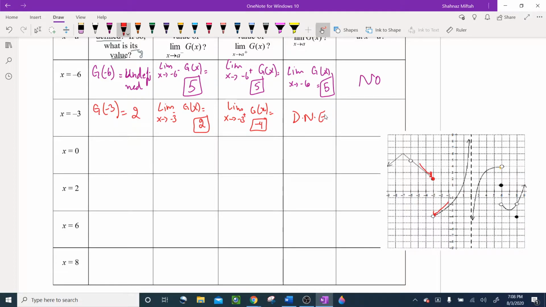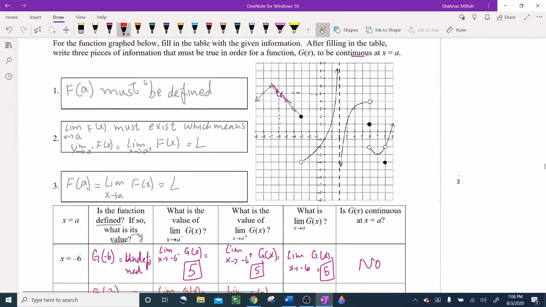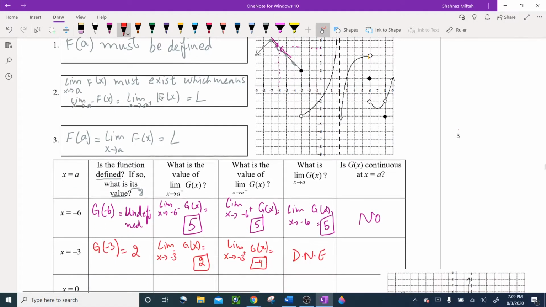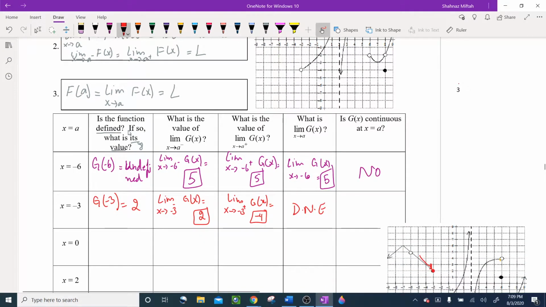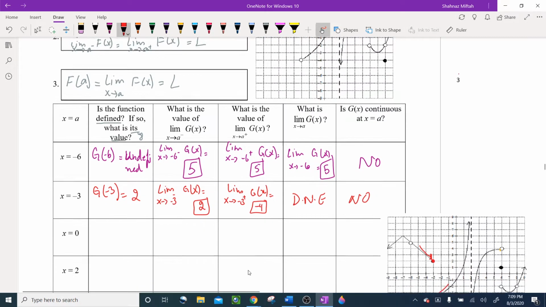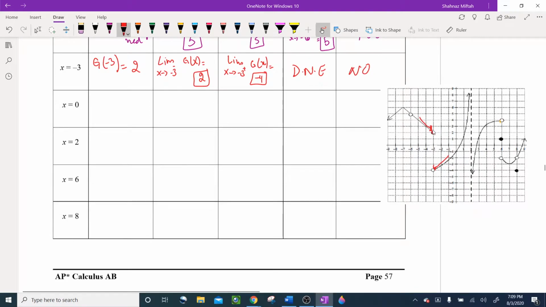Now again, you see my first condition is okay, but my second and third conditions are not met. It's not working, so it means the function is not continuous. And you can tell it's not continuous because it's a jump. Look, it's a jump. It's not continuous.